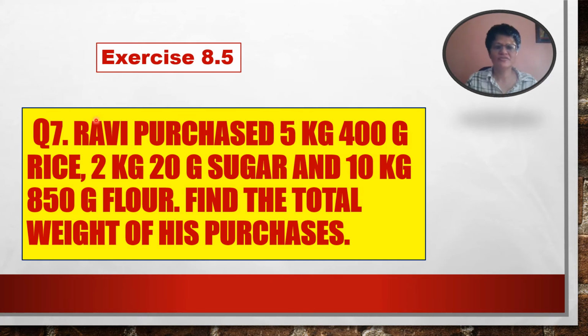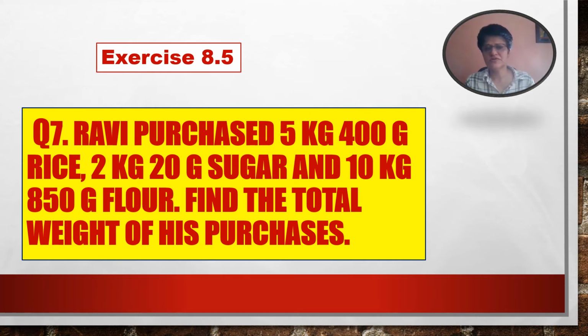So children, let's read the question first. It says Ravi purchased 8.5 kg and 400 grams rice, 200 kilogram and 20 gram sugar, and 10 kilogram and 850 gram flour. Find the total weight of his purchases. So clearly, like I told you, to make a statement easy, we don't read the dimensions, we say something like this much, and then try reading the question. The question becomes very easy.